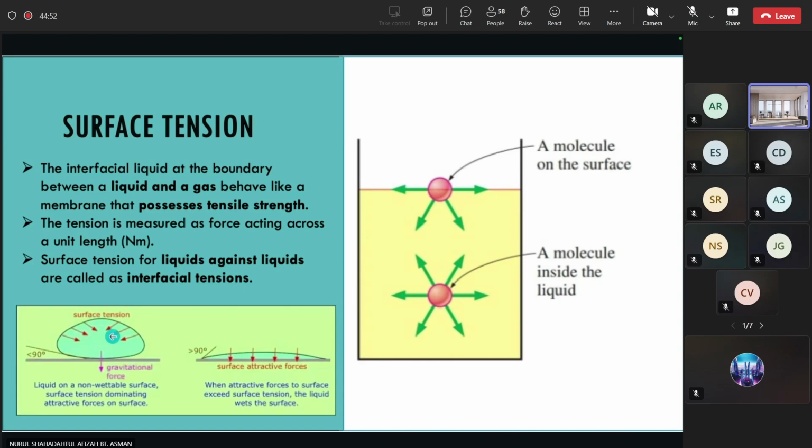You have the surface tension and the gravitational force. So liquid of non-wettable surface tension dominating attractive force on the surface. And then this one is an example of surface attractive force. When the attractive force to surface exceeds the surface tension, the liquids wets the surface.